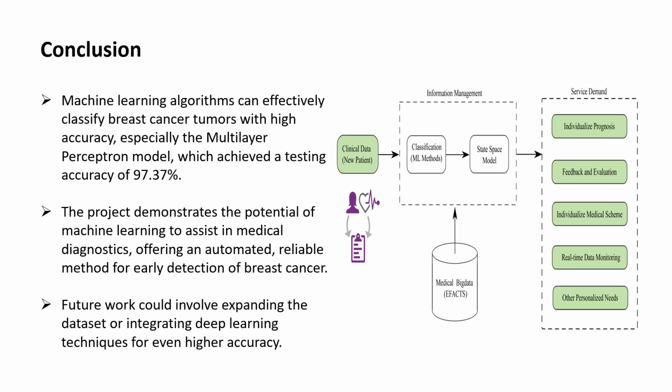Here we will talk about the conclusions that we have achieved from our tests. Machine learning algorithms can effectively classify breast cancer tumors with high accuracy, especially the multi-layer perceptron model, which achieved the highest testing accuracy of 97.36%, making it the most promising model for breast cancer detection. Our project demonstrates the potential of machine learning in assisting medical professionals with early cancer detection. For future work, we could expand the dataset or integrate more advanced deep learning techniques to further enhance our accuracy. So that's it from my side.